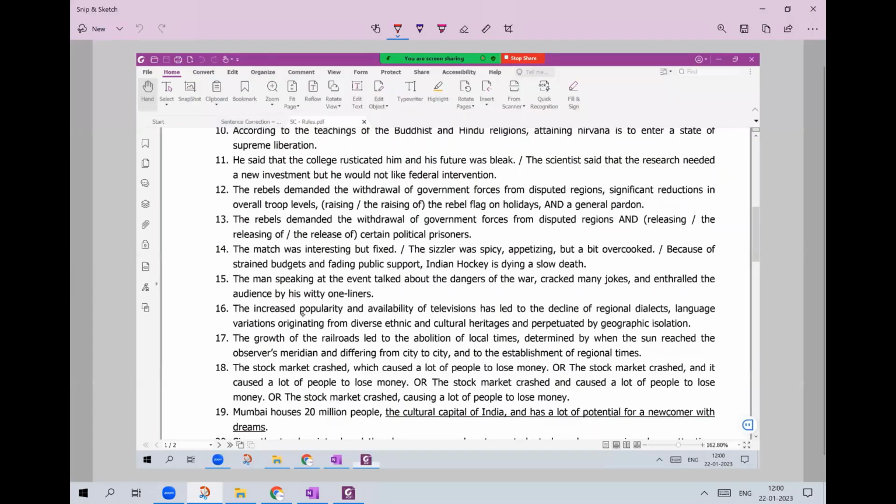It says the rebels demanded. When I read this sentence, the rebels demanded withdrawal whatsoever, don't you feel that rebels is the main subject and demanded is the main verb? There could be hundreds of nouns and hundreds of verbs in the sentence. That doesn't matter to us at all. But the main subject is rebels, the main verb is demanded.